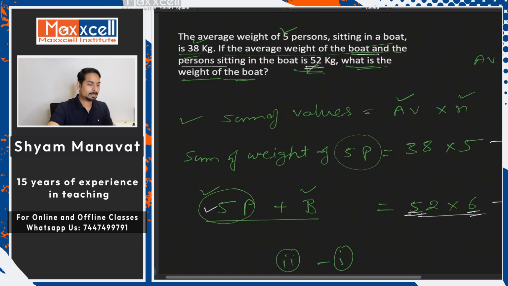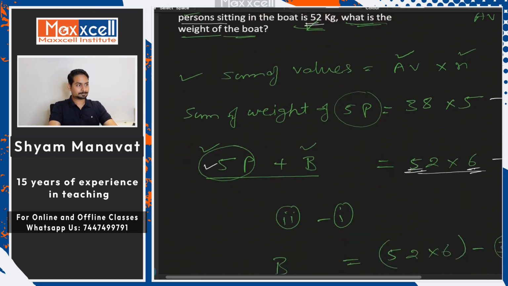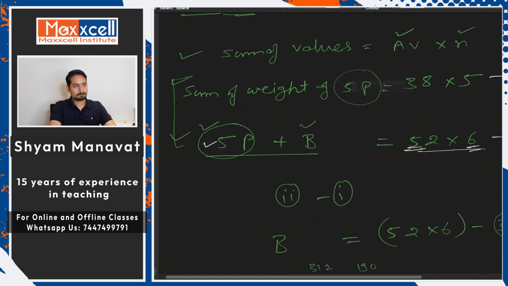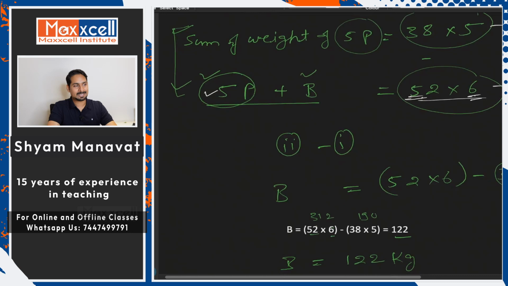Now in the exam, when you try to solve, you don't have to write these two equations. You can directly say, okay, if I calculate the sum of values for this and the sum of values for this, and if I subtract both of them, I'll get the difference, which is equal to the additional person in the second condition, right? Okay.